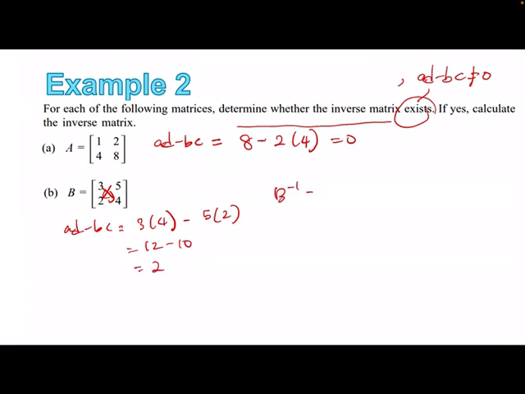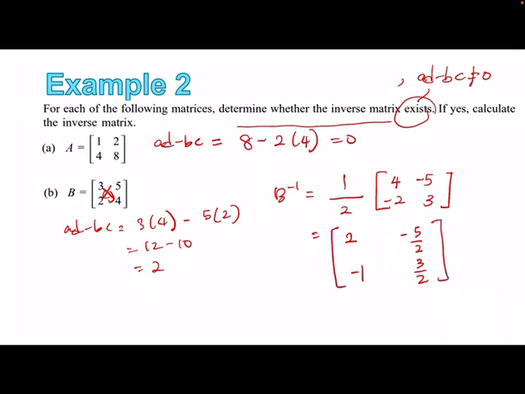So B inverse equals 1 over AD minus BC, 1 over 2 times the matrix 4, 3, negative 5, negative 2. So 4 over 2 is 2, negative 5 over 2, negative 1, 3 over 2. So that's the inverse of matrix B. Are you okay with that?